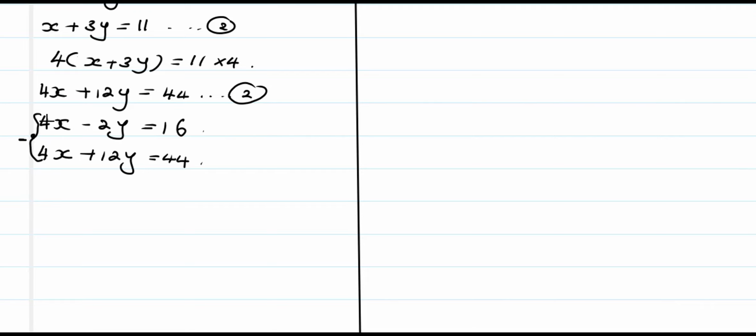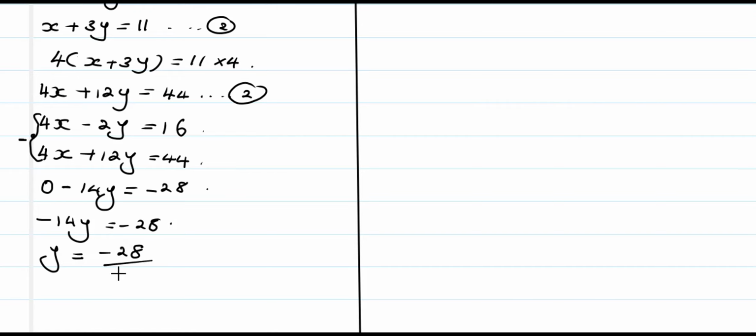So what I mean is, I'll take this 4x minus 4x is 0. Then again subtract this 2y from 12y. So in this case, it will be negative 2y minus 12y, which will become minus 14y, is equals 16 minus 44, which will become negative 28. So now it becomes minus 14y is equals to negative 28. Then y becomes negative 28 divided by negative 14, which is 2. Because this negative cancels with this, then 28 divided by 14 is 2.